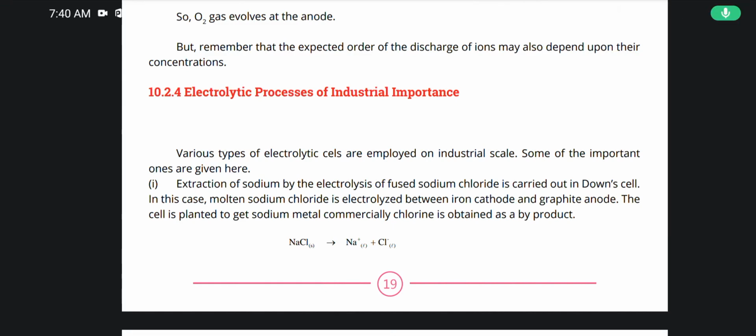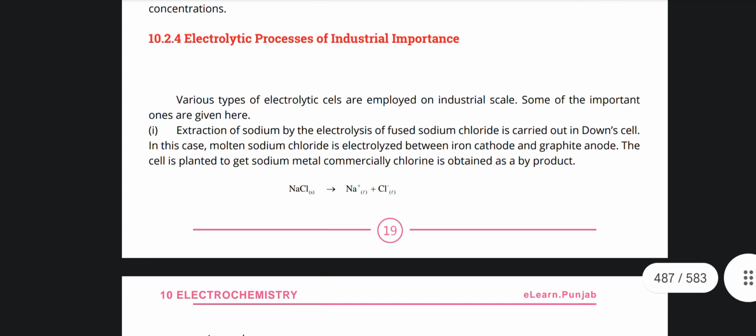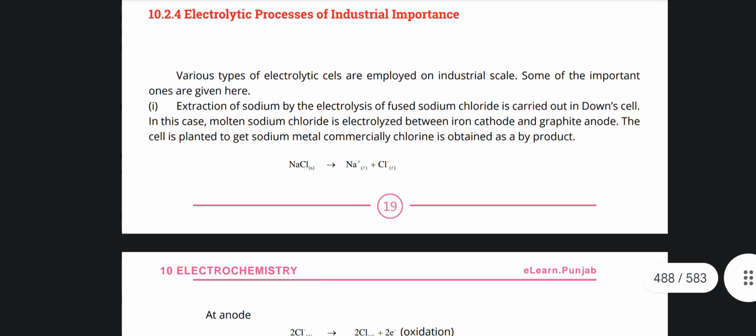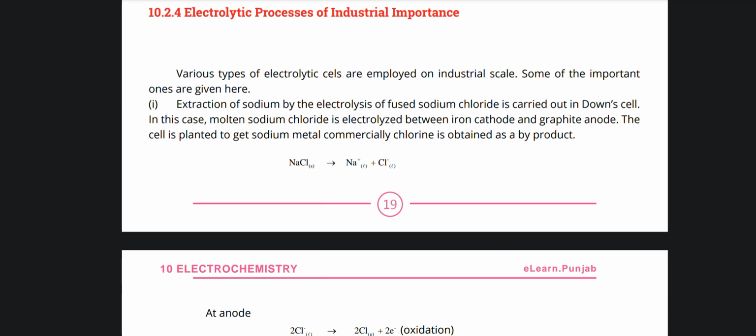Moving on to 10.2.4, Industrial importance of the electrolytic processes. The various types of electrolytic cells are employed on an industrial scale. Some of the important ones are given here.